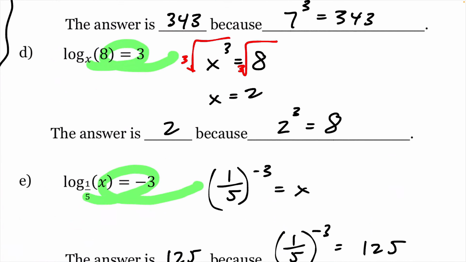Wait, so how is the answer 2? Oh, no. Because 2 to the 3rd power equals 8. 2 times 2 times 2 equals 8. All right.